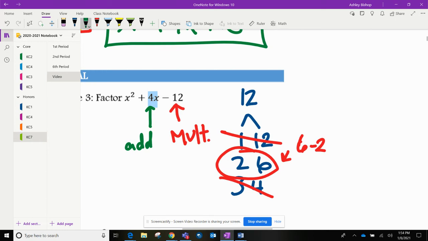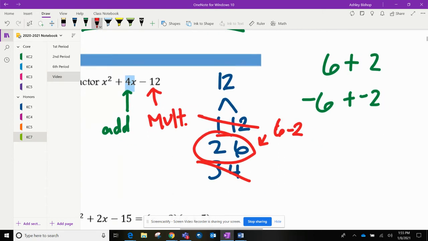I can take positive 6 and positive 2 and add them together and see what I get. I can take both of these numbers and make them negative, so negative 6 and negative 2, and add them together. We're always going to add the two options together. You can take one of them positive and one of them negative, so a positive 6 and a negative 2 and add them together, or you can do the vice versa: 2 positive plus a negative 6.